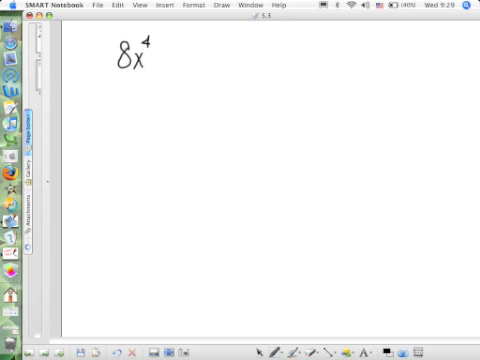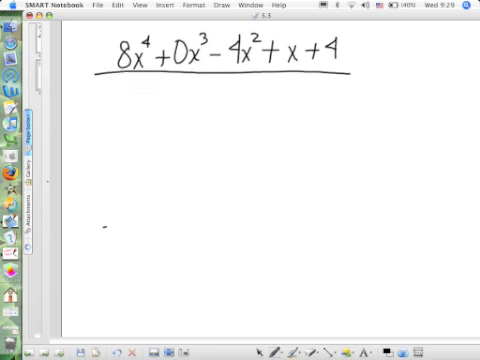As I'm writing the problem, to save space, I'm going to go ahead and insert the missing variables. I've got 8x to the 4th, and then there is no x cubed, so I'm going to insert a 0x cubed. Then I have minus 4x squared, and I have an x, and then I have a constant. And this is being divided by 2x plus 1.